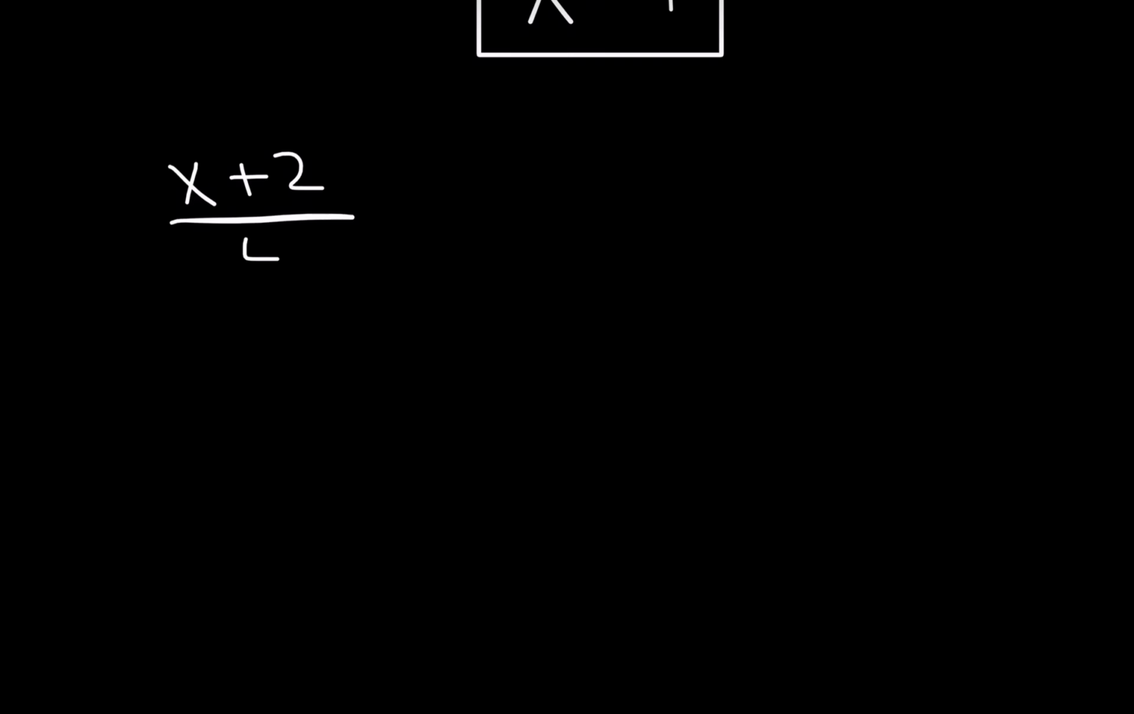Now let's move on to what happens if there's a fraction in the question. For this example, we have (x plus 2) divided by 4 is equal to 4x minus 7.